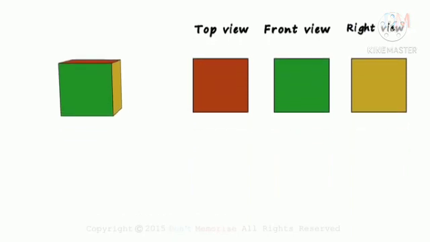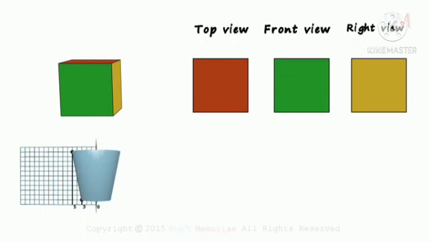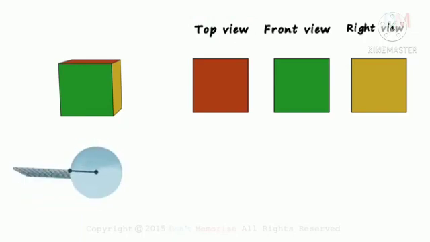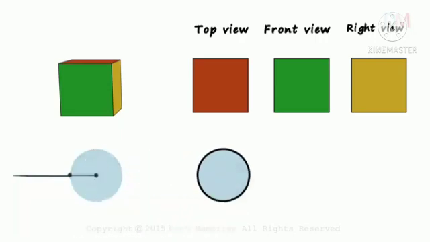Here's another figure. An empty glass. Take a moment and think about how the top view would look. Yes, all we would see is a circle. This is the top view. And if the top wasn't covered, we would see the circle of the base as well.